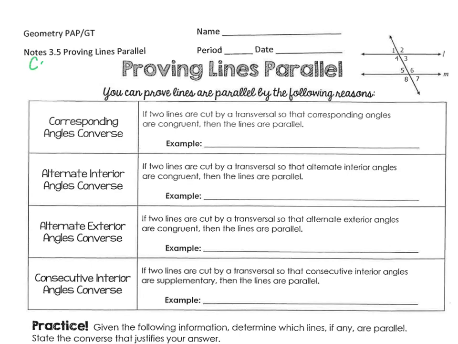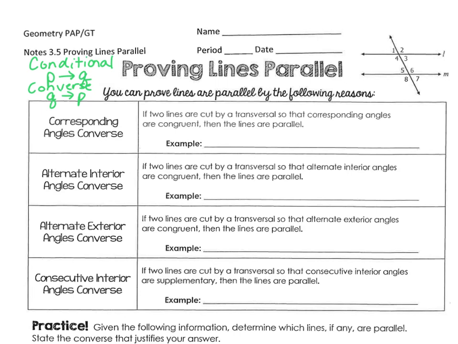And just to review, the conditional is if P, then Q. So one of those conditional statements was if two lines are parallel, then corresponding angles are congruent. Today we're going to look at the converse of those theorems. And so if you remember, the converse is when we switch the hypothesis and conclusion. So if Q, then P.